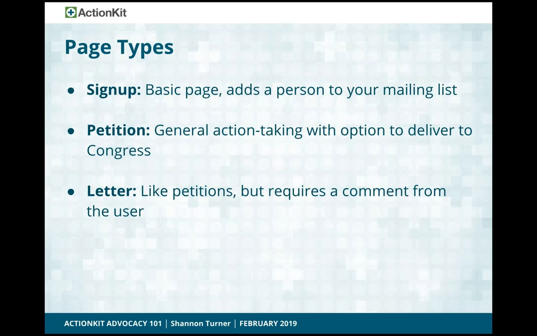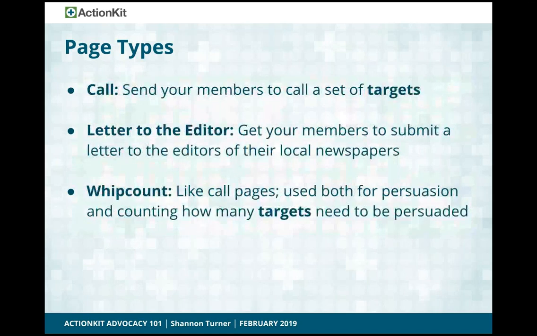Petition pages are the most commonly used type of page in ActionKit, and they're used for general actions. So, sign this if you agree. And you have the option to deliver these signatures to Congress, or you could print them off and deliver them to other kinds of targets, like the CEO of a corporation. Letter pages are similar to petitions, but they require a comment from the user. Petitions can have comments, but they're optional by default.